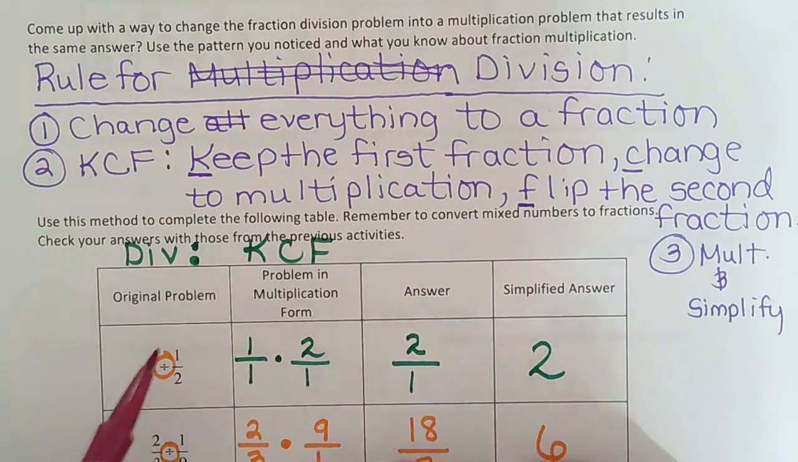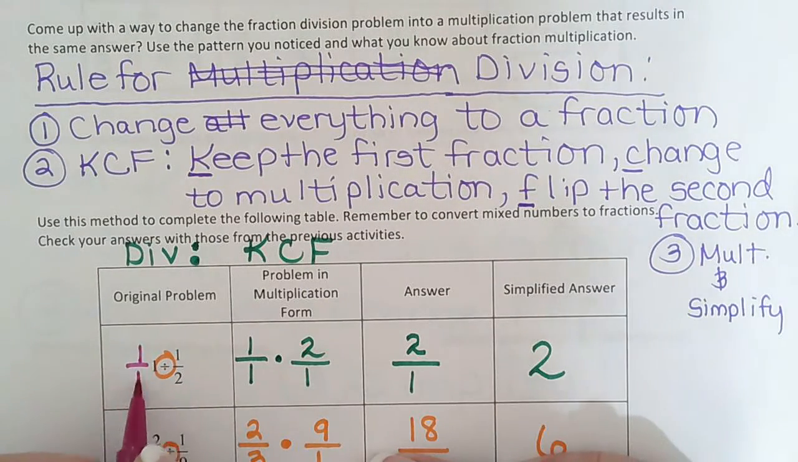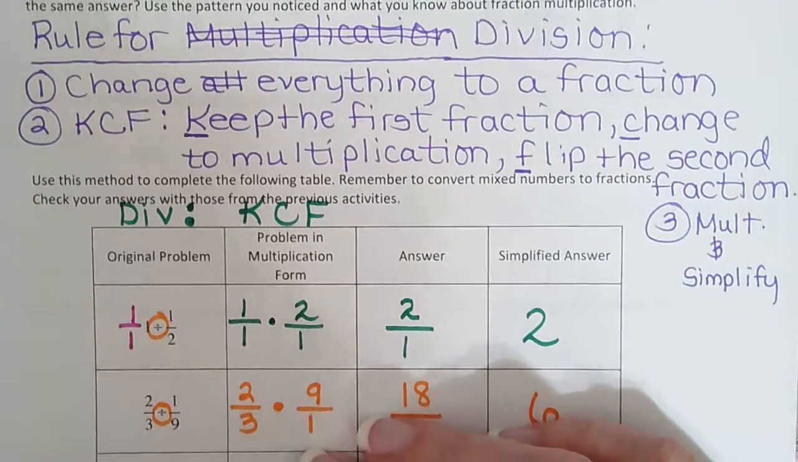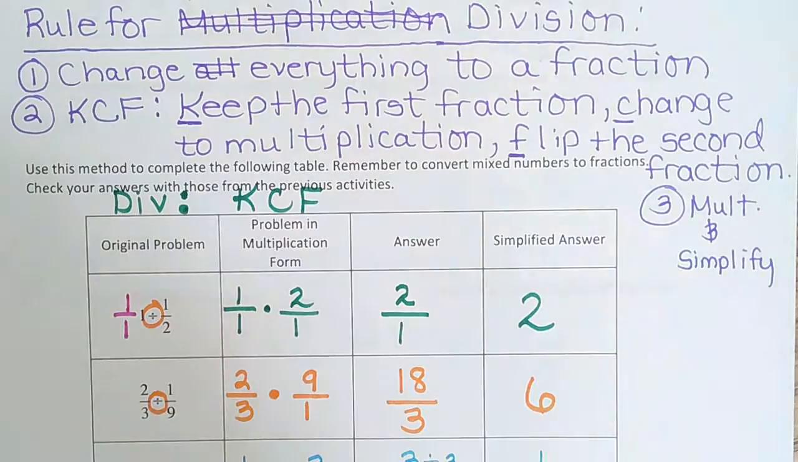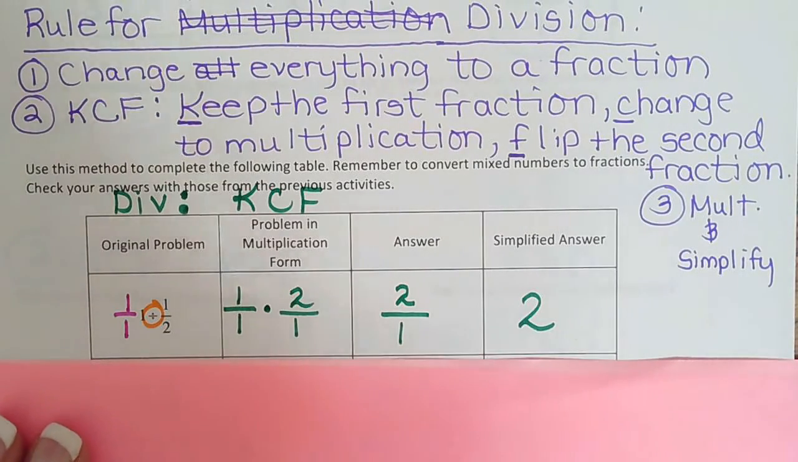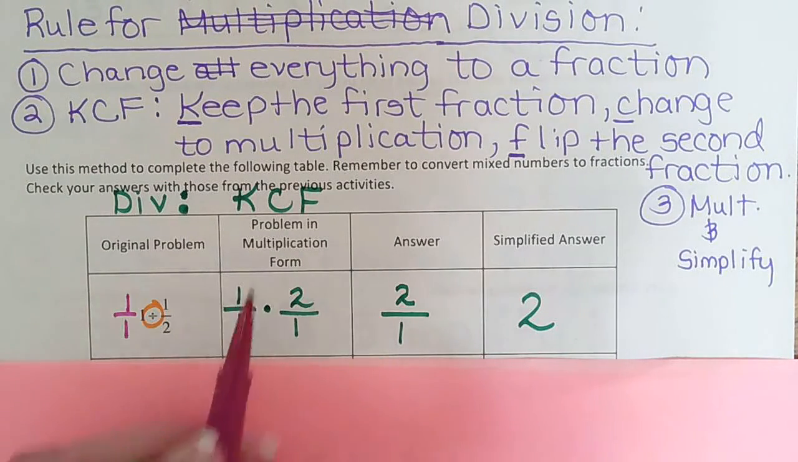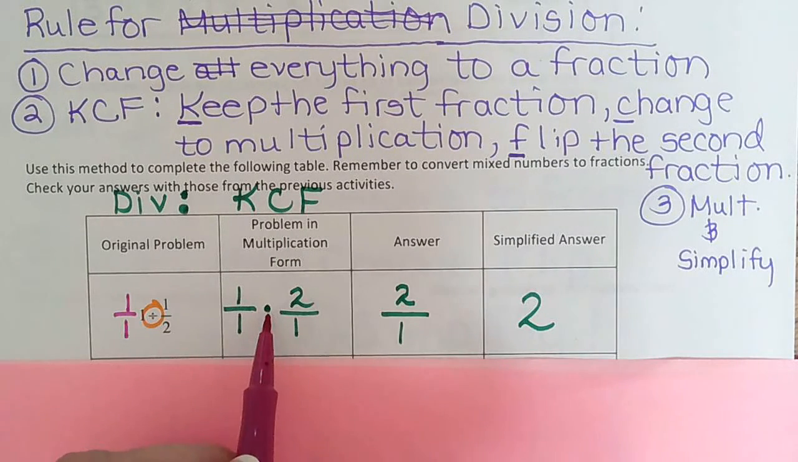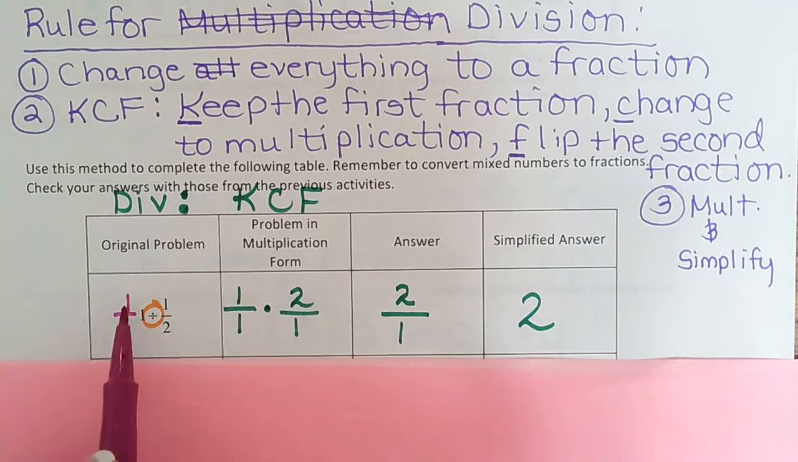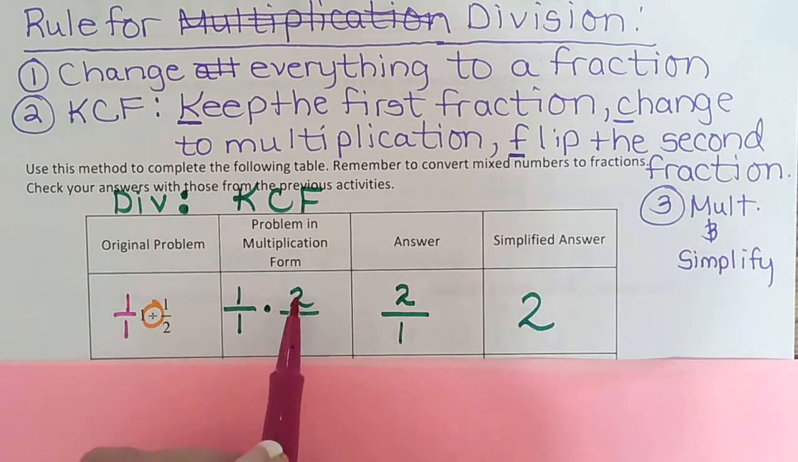So I changed 1 into 1/1. And then my acronym comes into play. I'm going to use a paper because I don't like having all the other ones hanging out. So keep the first fraction. C stands for change to multiplication. F is flip the second fraction. So it's 1/1 times 2/1.